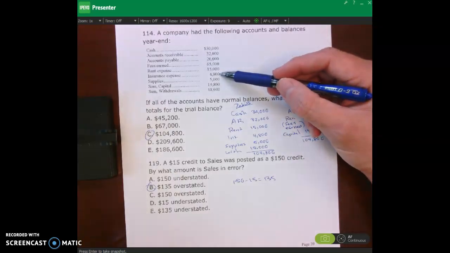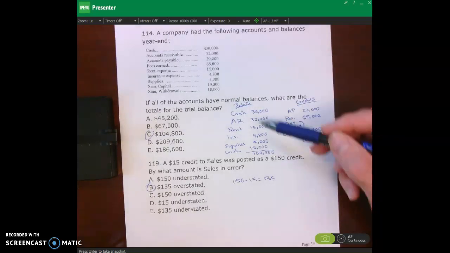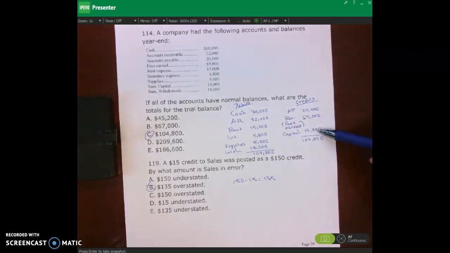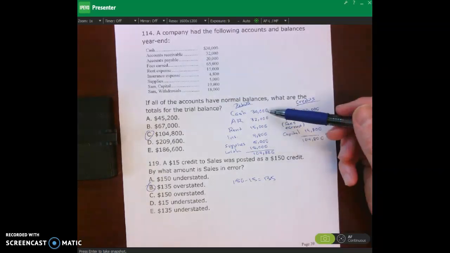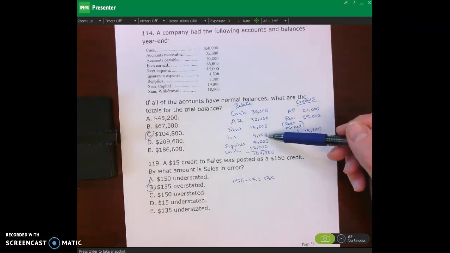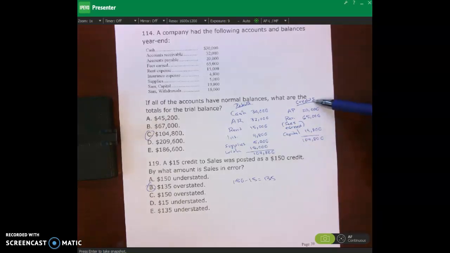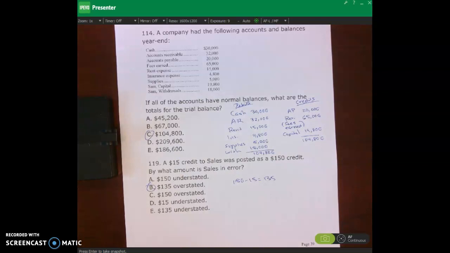Insurance expense, 4,800, has a normal debit balance. Supplies, 5,000. Normal debit balance. Capital, owner investment, normal credit balance. Withdrawals, normal debit balance. So then what I did is I added up all the debits, all the accounts that should have a normal debit balance of cash, accounts receivable, rent, insurance, supplies, and withdrawals. I got 104,800. And then I did the same thing with the credits, the accounts payable, fees earned, and capital, 104,800, and then those two balance, and that should be the totals for the trial balance.